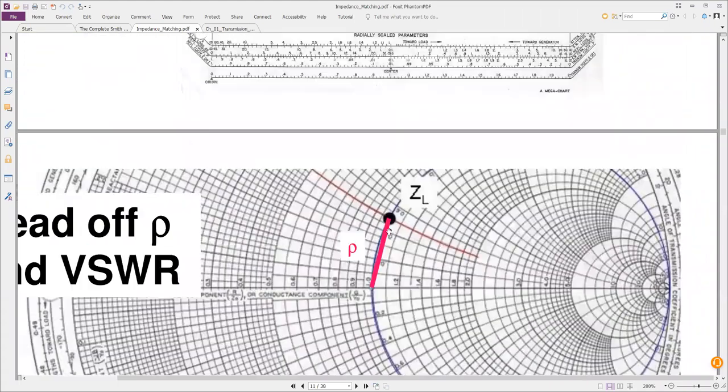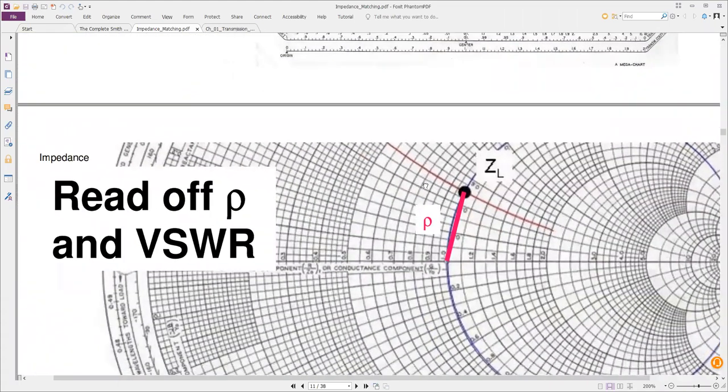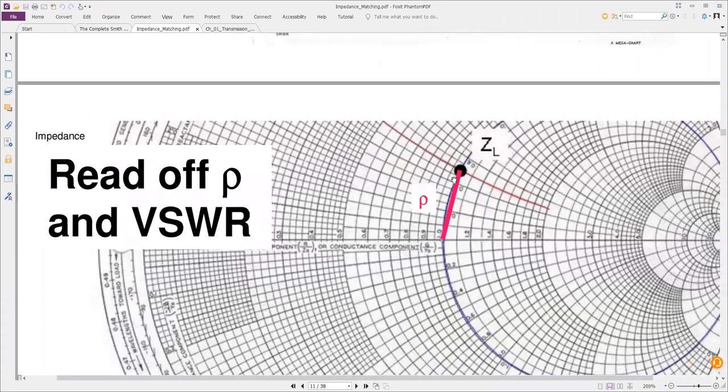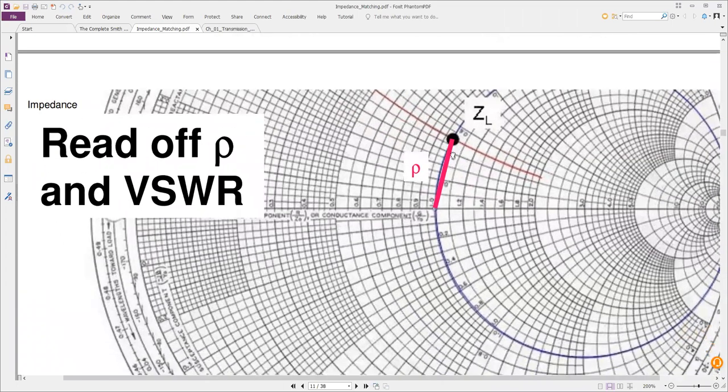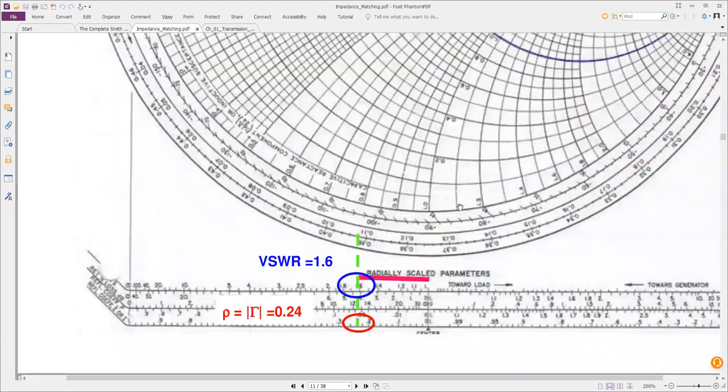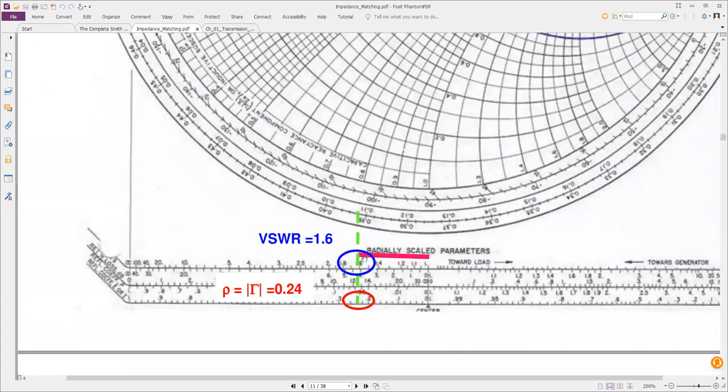Now second part, how to find the VSWR. Just join the center with the intersection point. Then you get the VSWR. That is the rho, sorry, this is the reflection coefficient rho. And what is the VSWR value? See here.